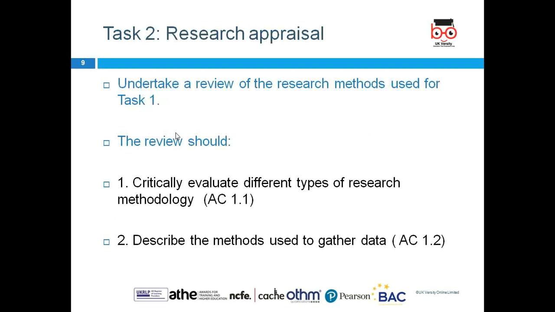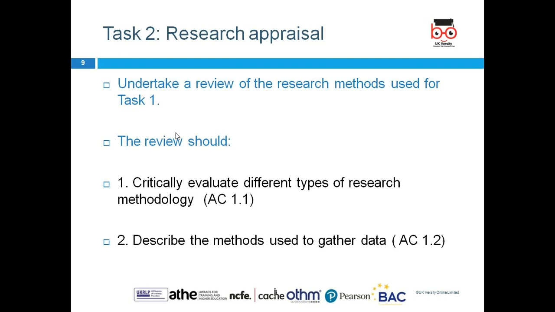So task 2 is a research appraisal. Now this is just sort of what you've already done question-wise, where in the last unit I gave you a set of questions and you just answered them. This is how this is going to go now. So in the research appraisal, you're going to undertake a review of the research methods used for task 1. And this review should answer these questions now.